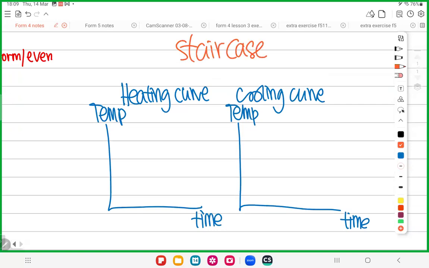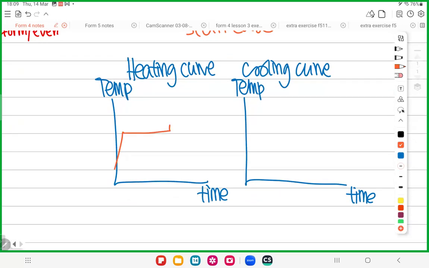Staircase. Okay, heating curve: when you heat the substance, temperature goes up, staircase going up. Cooling curve: when you're cooling down the substance, staircase going down. So how many staircases can they draw? One or two staircases. I don't want you to have a wrong concept that it must be two staircases. No, it can be one staircase or maximum two staircases.